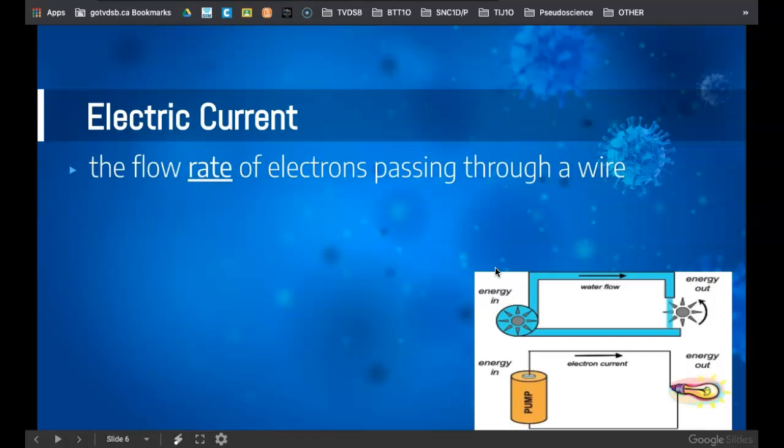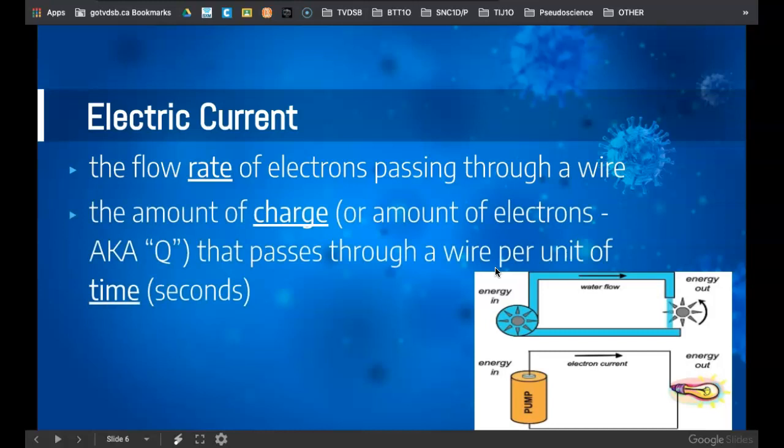And the electric current we can define as the flow rate of electrons passing through a wire. Now, what we're doing is we are actually counting the number of electrons, right? So it's counting how much charge or how many electrons pass through a wire every second. And the units for it are amperes. So just as a comparison, think about if you wanted to measure how much you weigh. You could measure it in pounds. You could measure it in kilograms. Those are two different units for it. The units for electric current are amperes. The symbol for that is A.